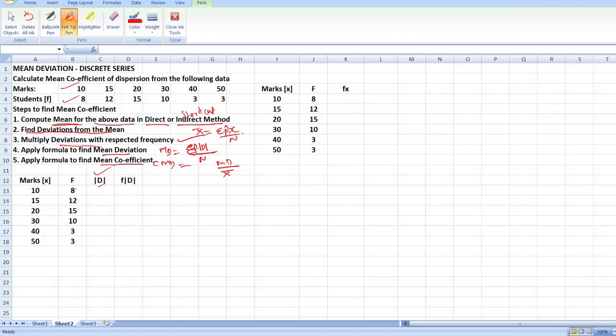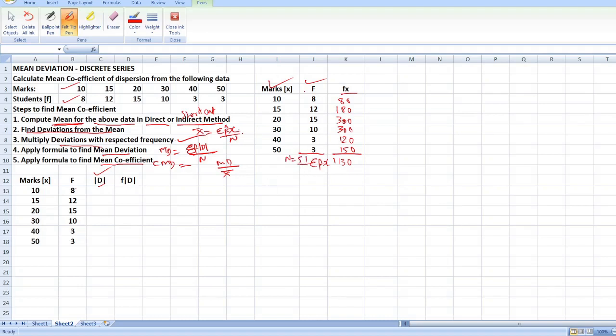First what you have to do is compute mean. Here I have given the data, marks and frequency, and you have to find out fx. Fx means f into x, that is 10 into 8 is equal to 80, 15 into 12 is equal to 180, 20 into 15 is equal to 300, 30 into 10 is equal to 300, 40 into 3 is equal to 120, 50 into 3 is equal to 150. So you have to sum up all those. When you add up, that comes to 1130, denoted as summation fx, and the total frequency n is equal to 51.